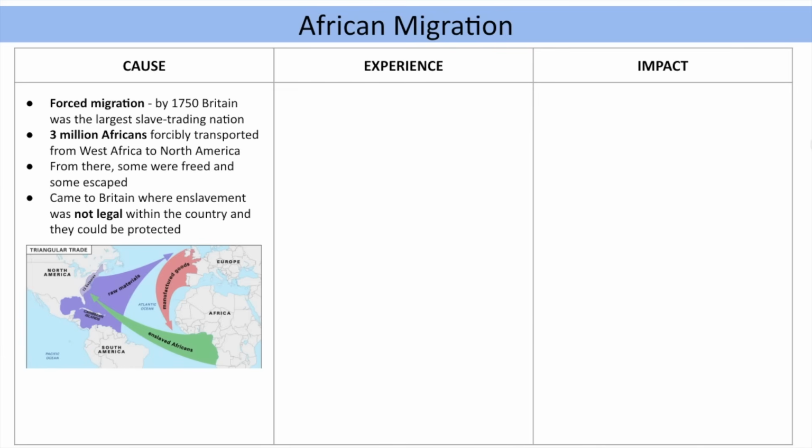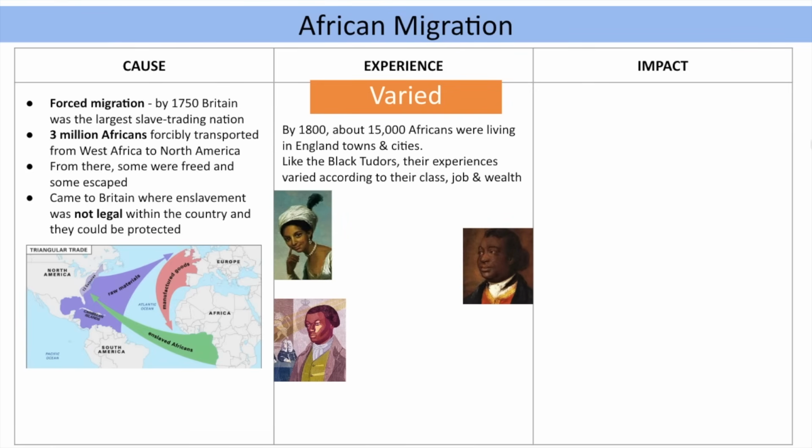In terms of their experience, it's quite varied. There are some positives and successes, but also negatives at this time. By 1800, there's about 15,000 Africans or people of African heritage living in England's towns and cities. And a bit like we see in the early modern period with the Black Tudors, their experiences really varied according to their class, job, and wealth. There is significant racism at this time, and some of the evidence suggests that racism in this period is actually worse than in the earlier periods, but you will still see some positive experiences.